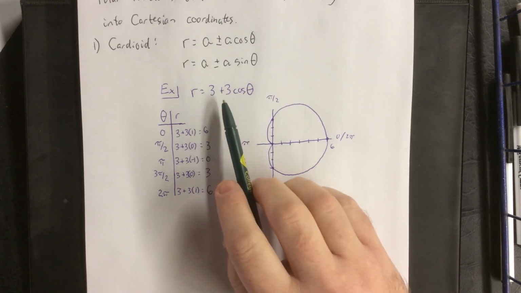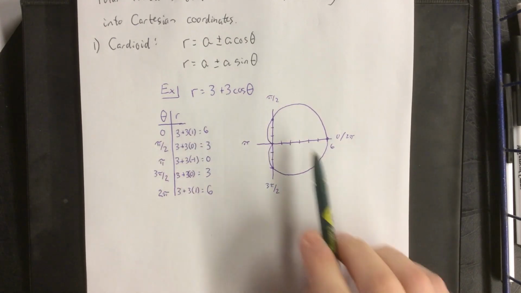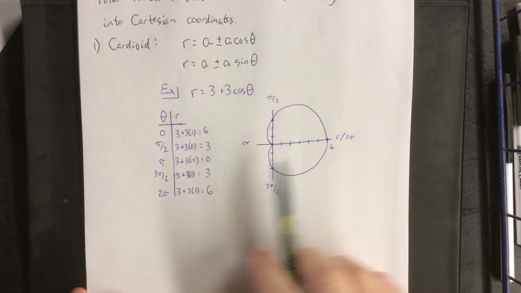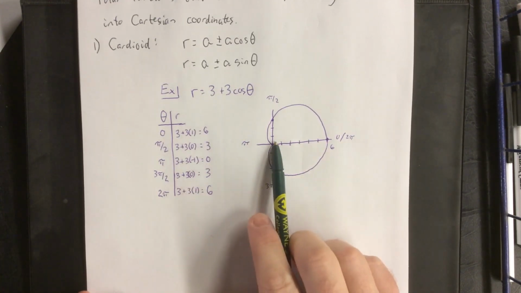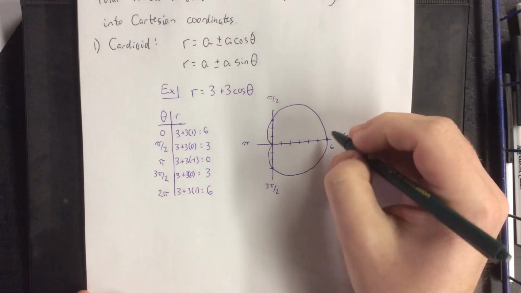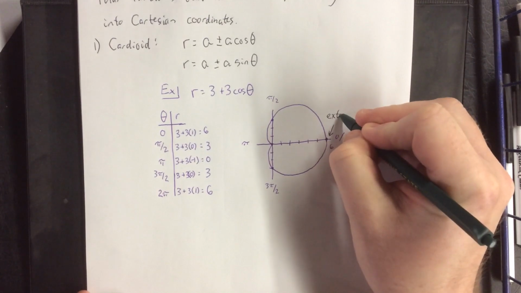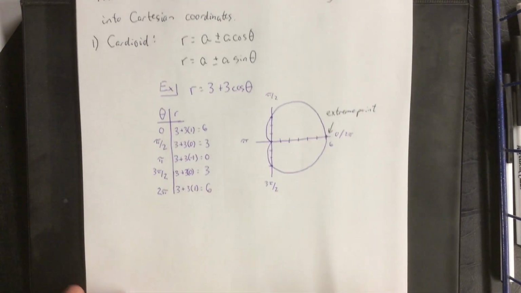You'll notice that we had a positive coefficient and we had a cosine. And when I'm thinking in terms of trigonometry, I associate cosine with the x variable, a horizontal variable, and I associate positive with being the right-hand side. And you'll notice that the extreme point, which is the maximum value of r, we'll call that the extreme point, happens to be in the same direction.